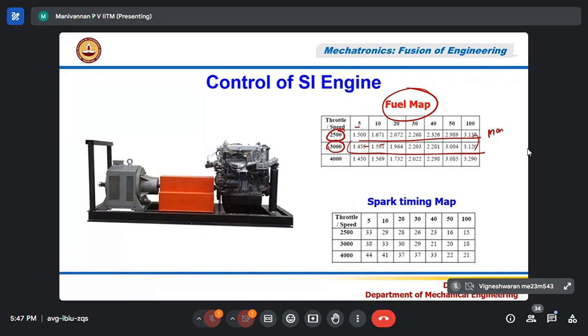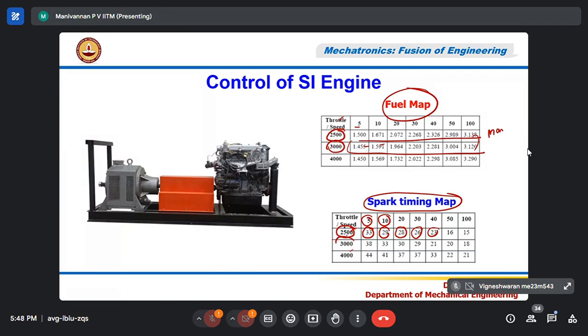What my ECU will do, similarly, since it is an SI engine, I need to find the spark timing also. For the same speed and throttle position, I found the spark advance. Somebody was asking about this, Amit or Abhijit, somebody was asking. So you can see that when the engine was running at 2500 RPM, 5% throttle, the spark timing for this particular engine should be 33 degrees before TDC. Keeping the same speed at 10% throttle, you have to reduce it, the spark timing should be 29 degrees before TDC. As I go to more throttle, the spark timing reduces: 28, 26 degrees before TDC.